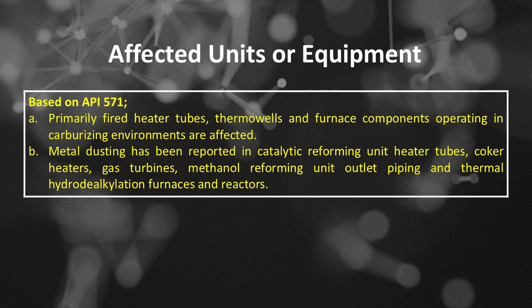Metal dusting affected units or equipment based on API 571: Number A, primarily fired heater tubes, thermowells, and furnace components operating in carbonizing environments are affected. Number B, metal dusting has been reported in catalytic reforming unit heater tubes, coker heaters, gas turbines, methanol reforming unit outlet piping, and thermal hydrodealkylation furnaces and reactors.